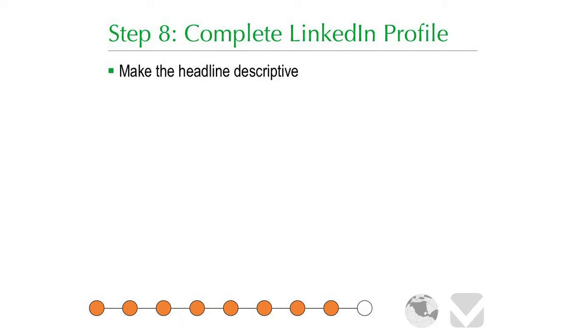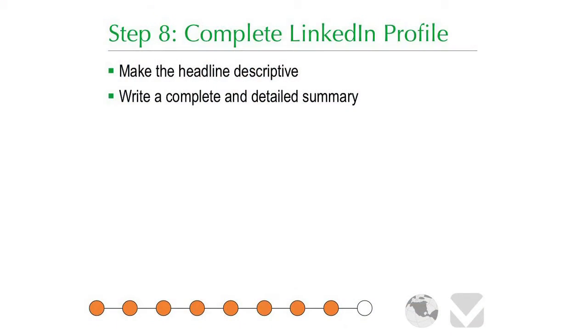So the first step is to make your headline descriptive. The headline is basically the title that you give yourself when you fill out your profile. The second part, and this is kind of like the website bios, but you really want to make the summary, which is essentially the bio portion of the LinkedIn page, as complete and as detailed as possible. LinkedIn is so many people use it now, has such good SEO that their LinkedIn profile is more likely to come up before their website bio. So it's really important to make sure you're including this information in the LinkedIn profile as well.